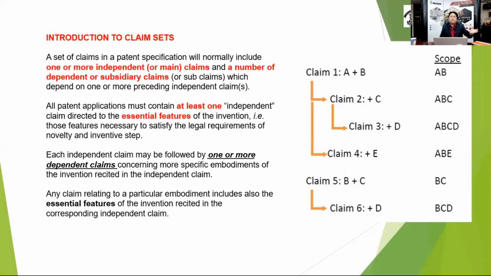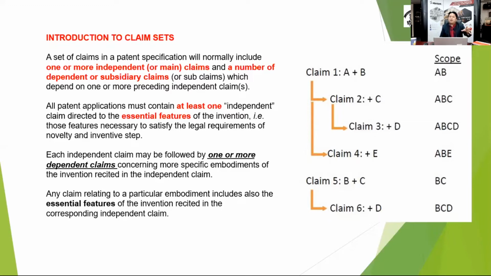And you can have a plurality, as many dependent claims or subsidiary claims as you want. But your subsidiary claim must relate to your independent claims. It cannot be standalone. If it's standalone, it means it's another independent claim. So you must have an independent claim. Your independent claim must direct to the essential features of your invention.